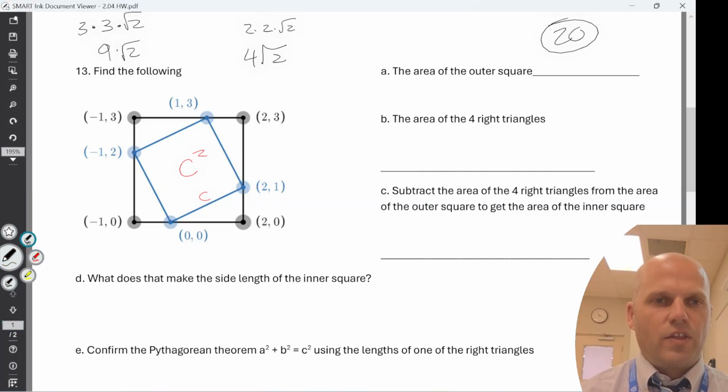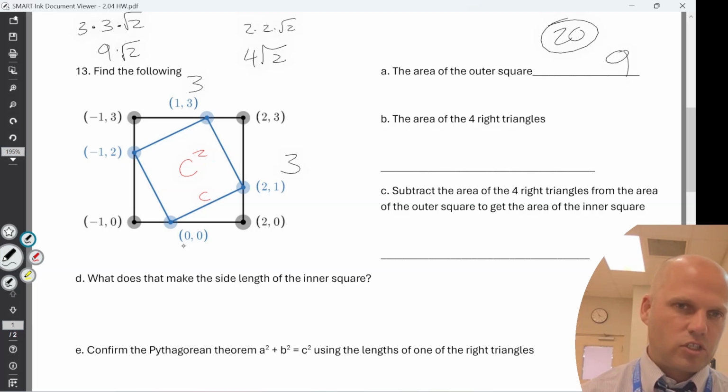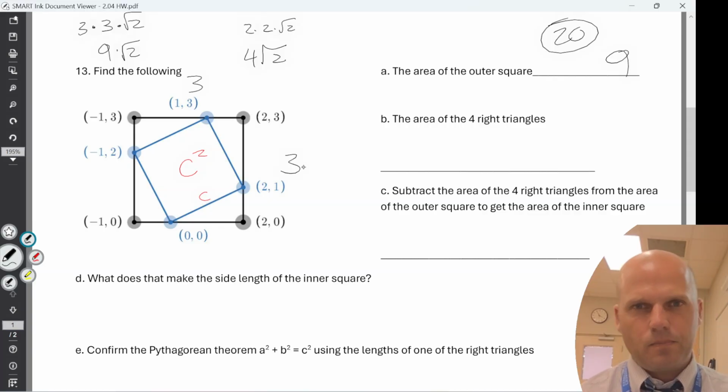Well, we're going to start with this bigger outer square, which goes from -1, 3 to 2, 3. It's got a length of 3. And then from 2, 3 to 2, 0, it's got a length of 3. So we know that the outer square area is 9. I'm just double checking that it's a square and the lengths are the same.